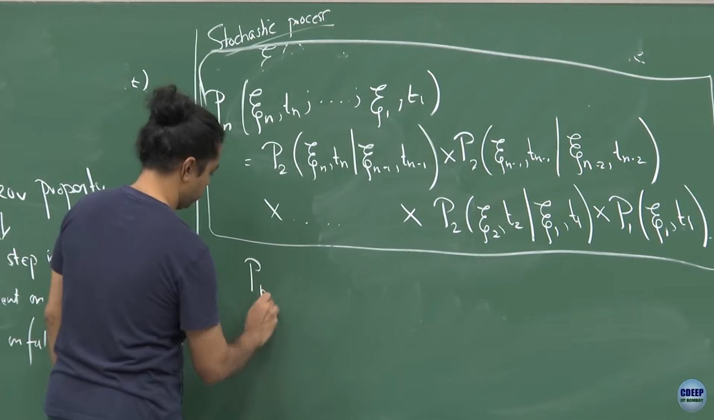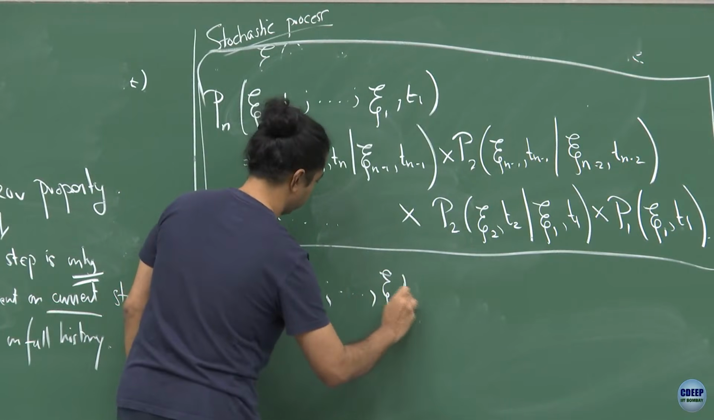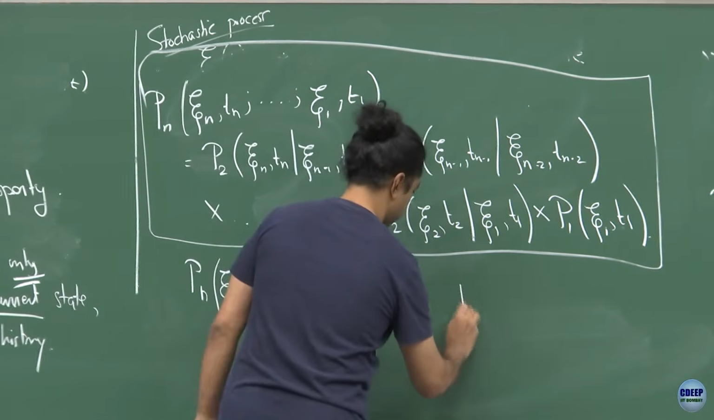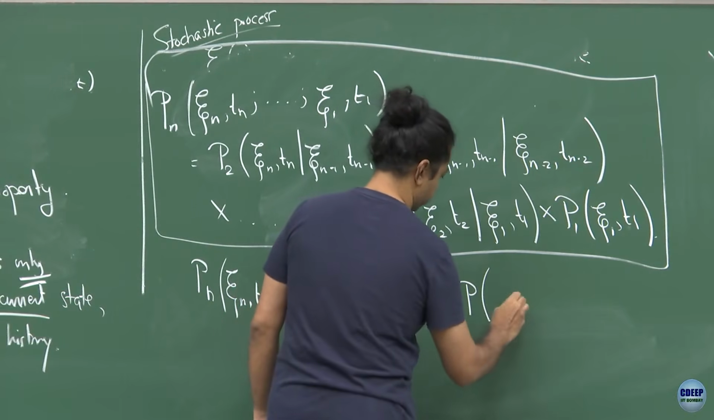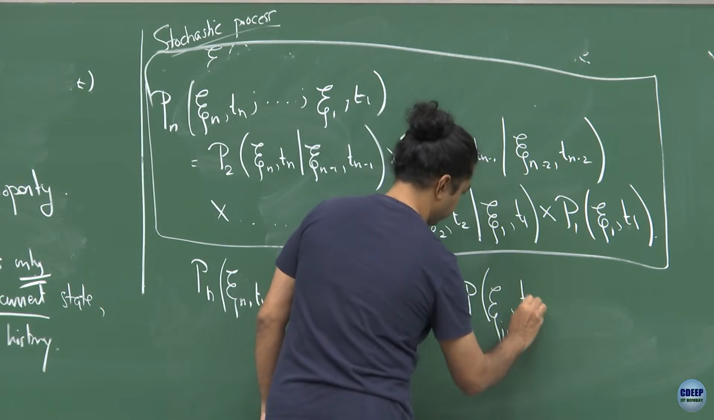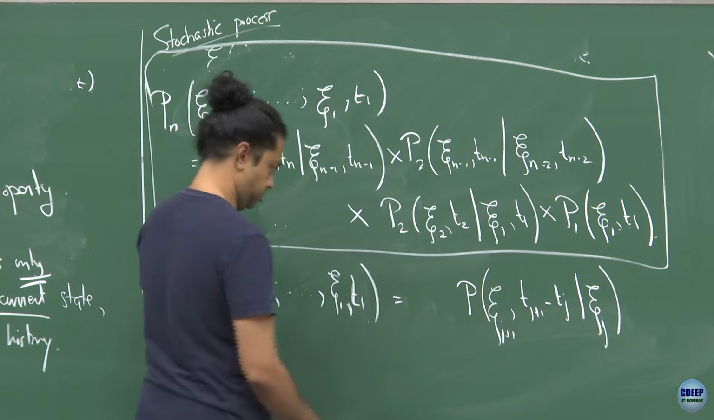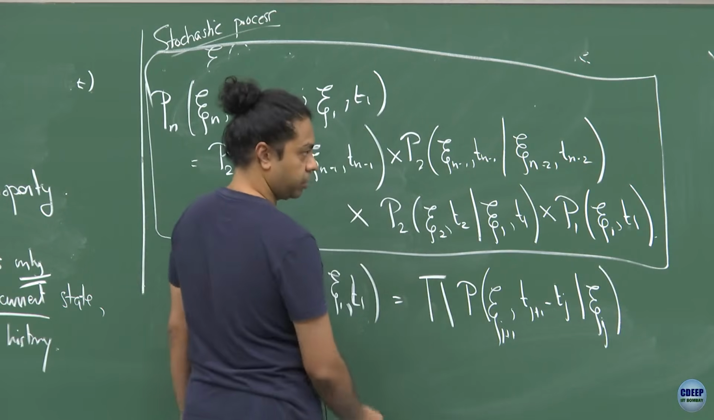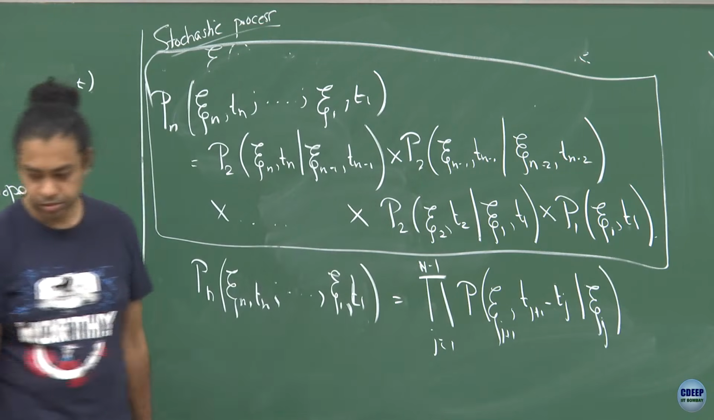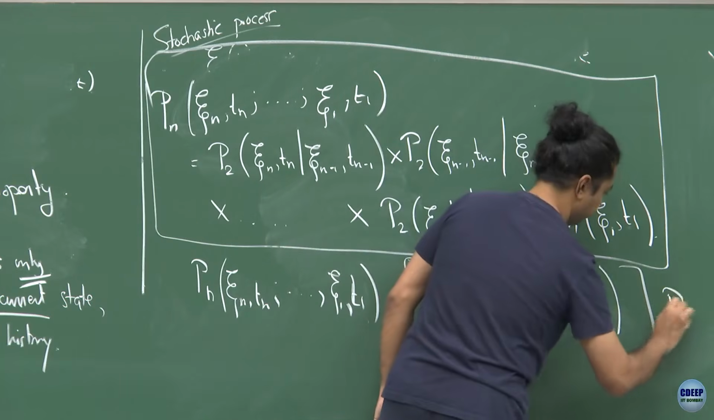So, then for this stationary Markov process, I can write this Pn of xi n Tn all the way up to xi 1 T1, right, as a product of P2 of xi j plus 1, T j plus 1 minus T j, given xi j, with a product over j equal to 1 to n minus 1, right, and then all that is left is just this P of xi 1.